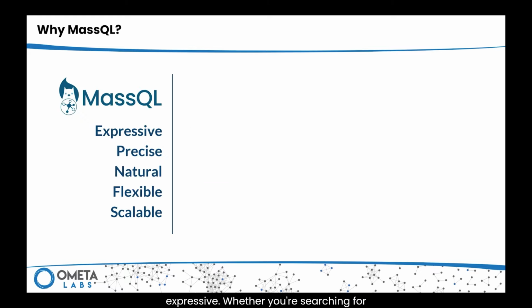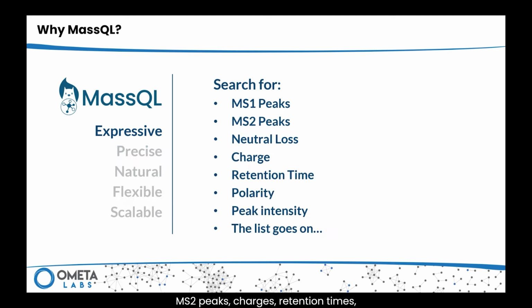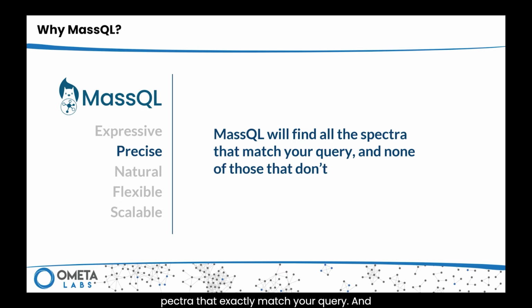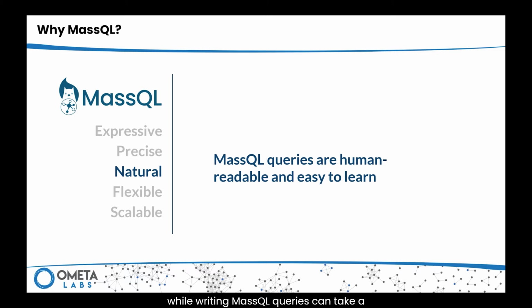First, MassQL is expressive. Whether you're searching for MS2 peaks, charges, retention times, neutral losses, or all of the above, MassQL has options to look for just about anything you want to see in mass spectrometry data. It's also precise, meaning that it will only return the spectra that exactly match your query. And while writing MassQL queries can take a little bit of a learning curve, you'll soon find that they're very easy to read and easy to learn.